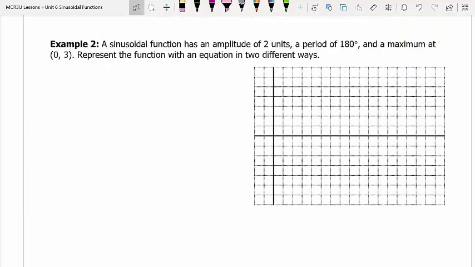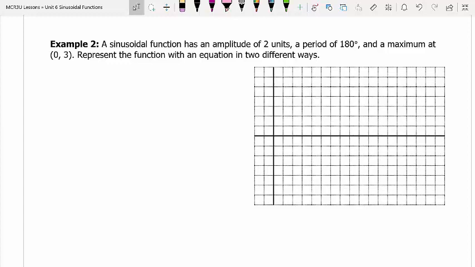Example 2. A sinusoidal function has an amplitude of 2, a period of 180, and a maximum at (0, 3). Develop an equation for this scenario. It wants you to come up with an equation in terms of cosine and sine.